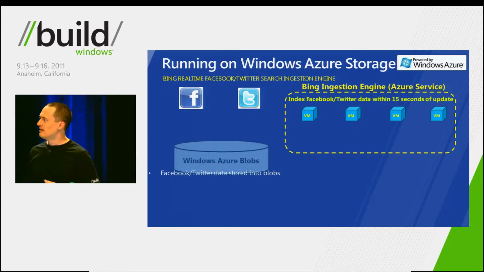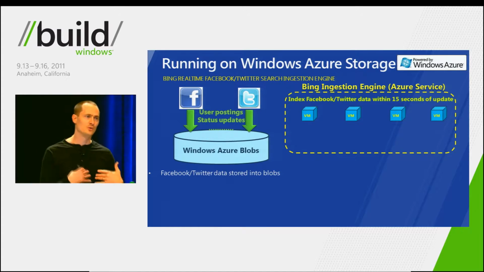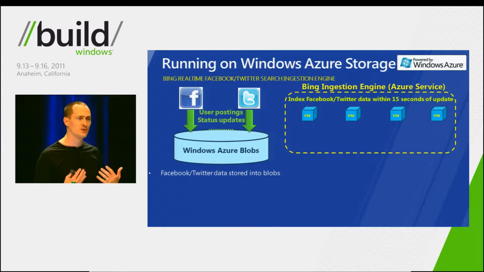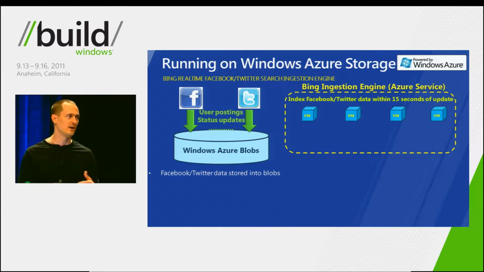Okay? So what they did is they basically take that fire hose of Facebook posts and Twitter tweets, and they put it into Windows Azure Blobs. And you can think of Windows Azure Blobs as your file storage in the cloud. So they're just constantly sending up these files.